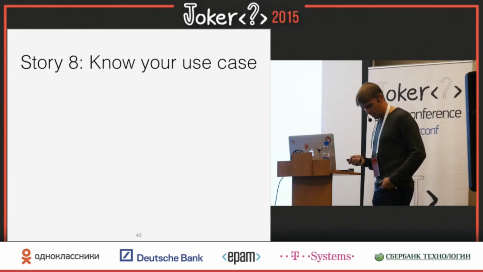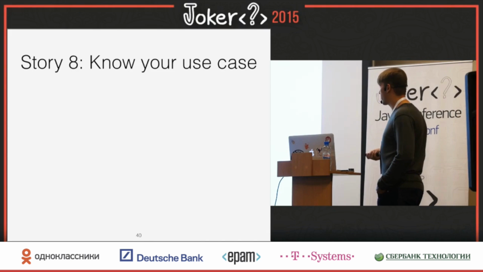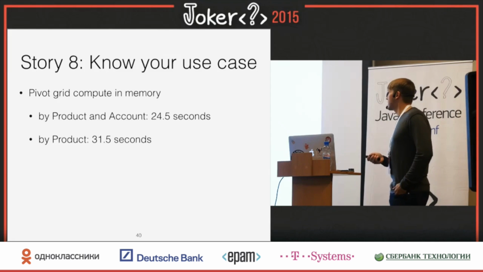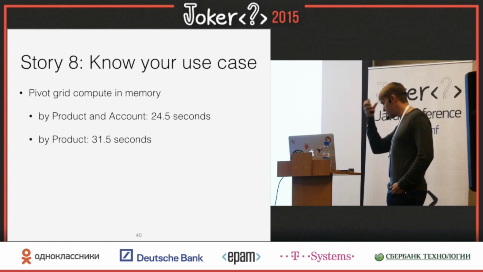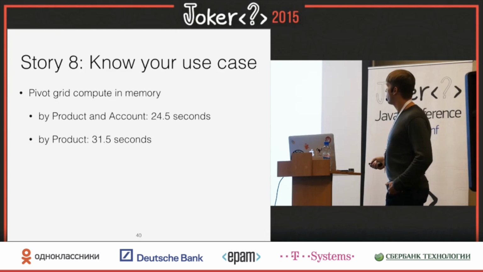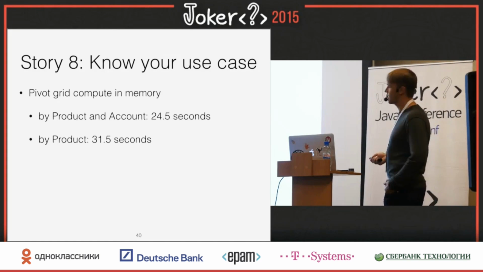Now, know your use case. That's a funny one. As I said, the framework provides tons of different features. One of them is a thing like a pivot grid. If you know Excel, what the pivot is, the smart pivot table. Somebody reported a use case with a pivot with 2 different configurations. Group it like this, you have 25 seconds, and like that, 31 seconds, or 1.5 seconds.